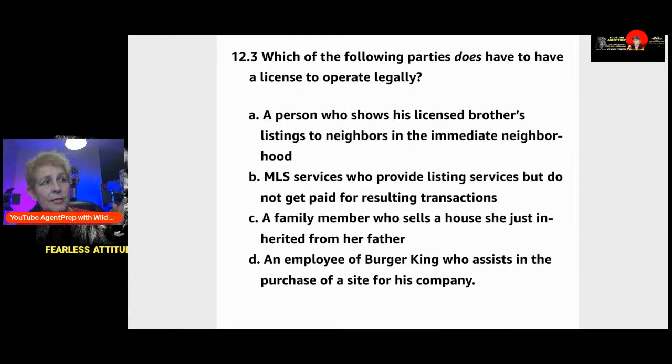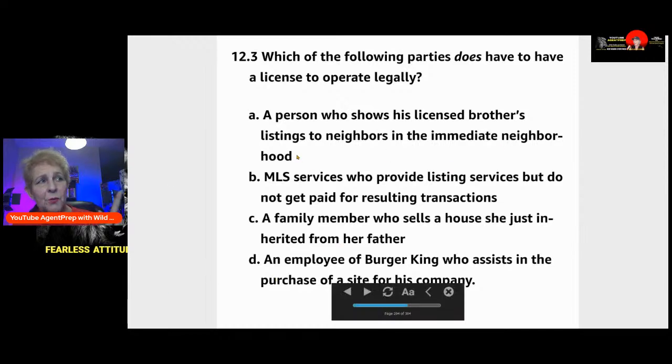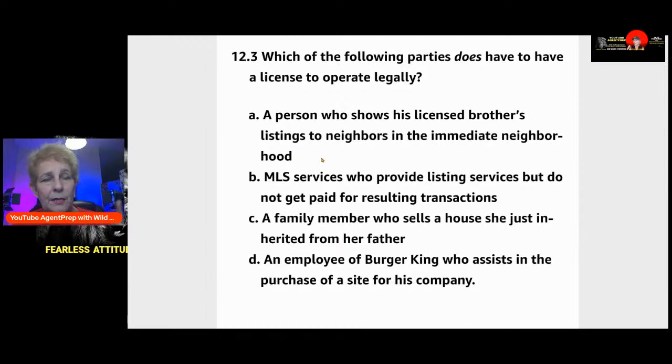Okay, so the answer is A, a person who shows his licensed brother's listings to neighbors in the immediate neighborhood. Okay, so I'm going to show you an example of when we say do not totally 100% follow, what is not always accurate. It's become more and more accurate with the years, Trulia and Zillow.